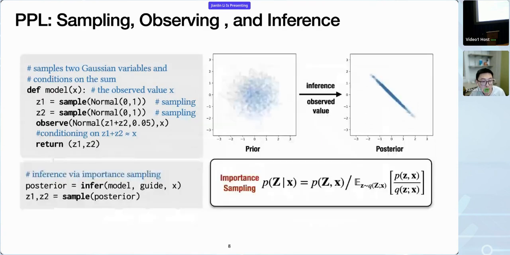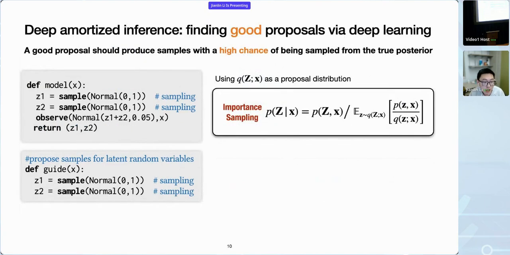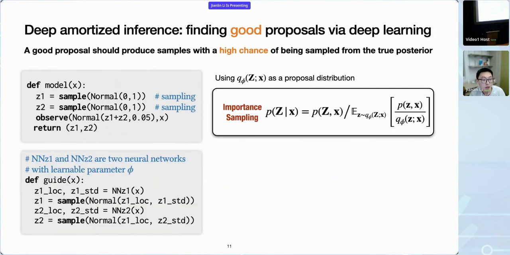Importance sampling is one of the most popular inference algorithms. It uses a proposal distribution Q to propose samples, and it uses this formula to adjust the probability density. For example, we can use the exact prior distribution as a proposal. However, it might not be a good proposal since it does not make use of x. A good proposal distribution, a guide program, should produce samples with a high chance of being sampled from the true posterior. To find a good proposal, we can parameterize Q with a set of variational parameters phi.